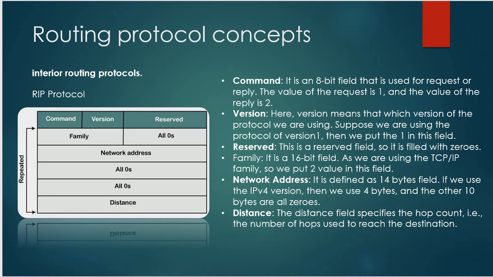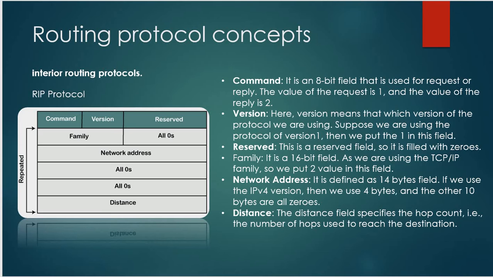Why 4 bytes? IP version 4 is a 32-bit addressing system, so we need 4 bytes, and the other 10 bytes are all zeros. Okay, it contains all zeros.